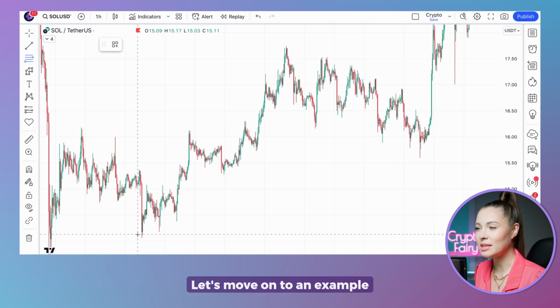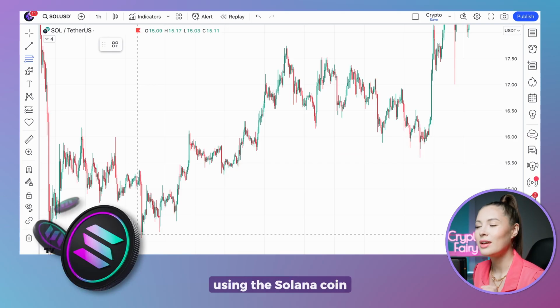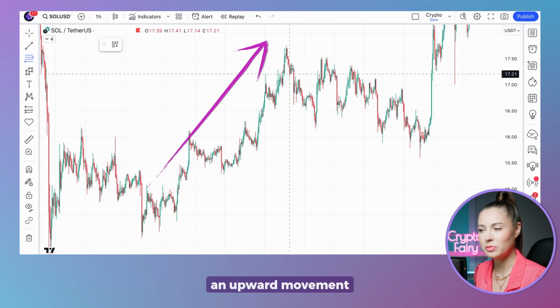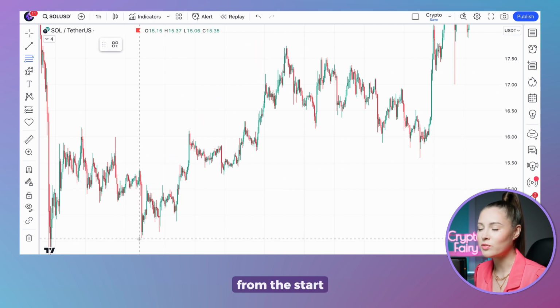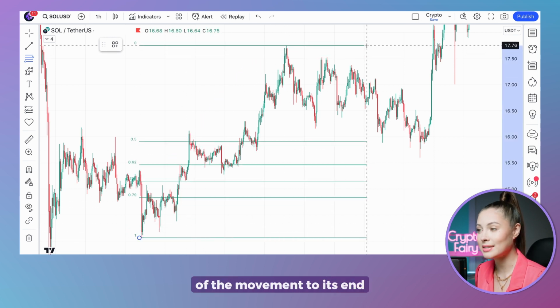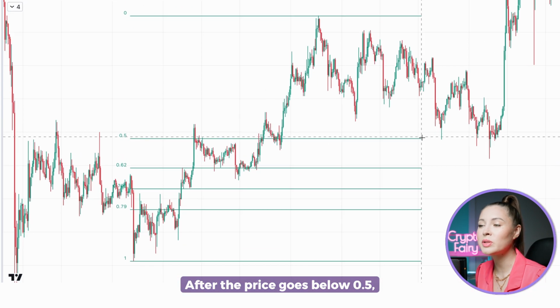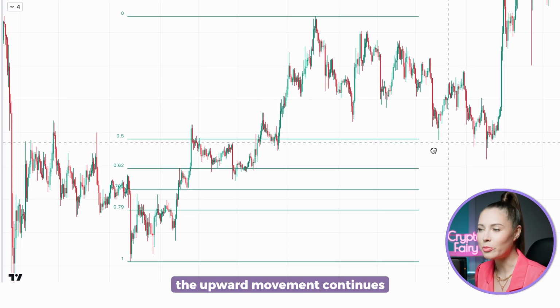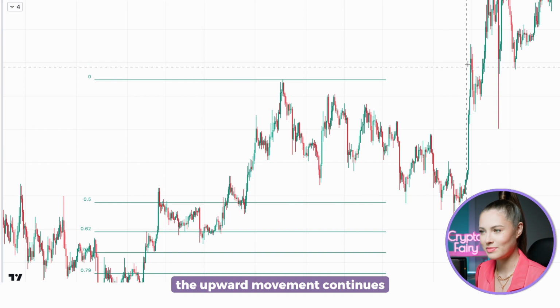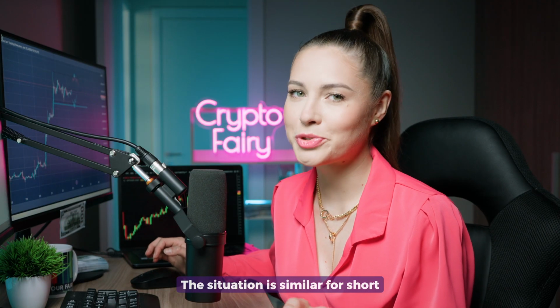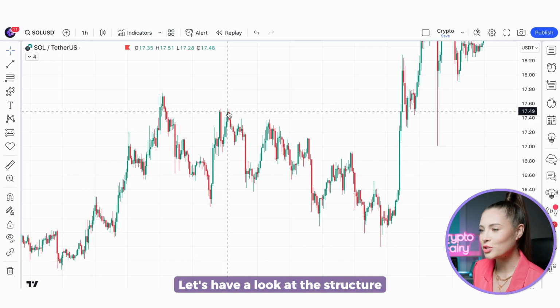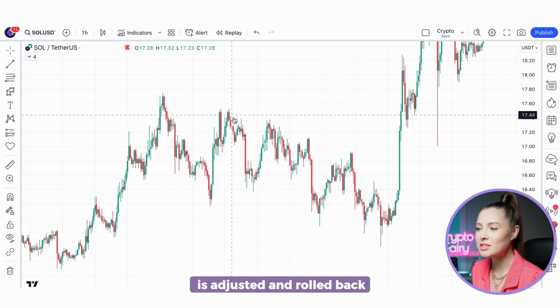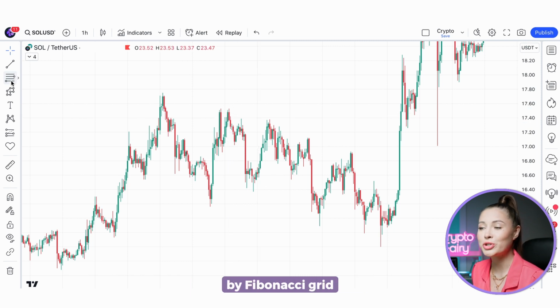Let's move on to an example using the Solana coin. Here we have an upward movement. I applied the Fibonacci grid from the start of the movement to its end. After the price goes below 0.5, the upward movement continues. The situation is similar for short. Let's have a look at the structure. We see how the price is adjusted and rolled back by the Fibonacci grid.